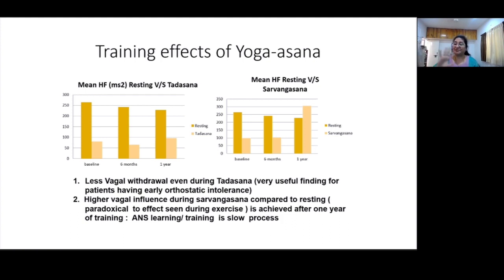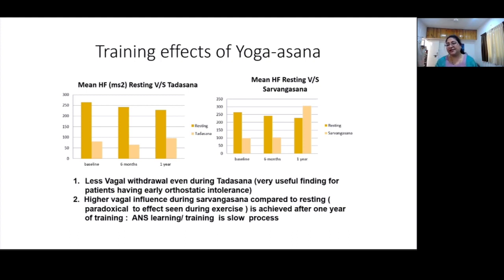So here it is possible that with few asanas, we are able to withdraw our vagus. With few asanas, we can augment the vagus. With few asanas, we can little bit raise our sympathetic modulation. So by giving different kinds of postural possibilities, we are able to modulate our autonomic nervous system. But the most important thing to remember from this is that it takes at least 1 year for you to develop this kind of modulation.